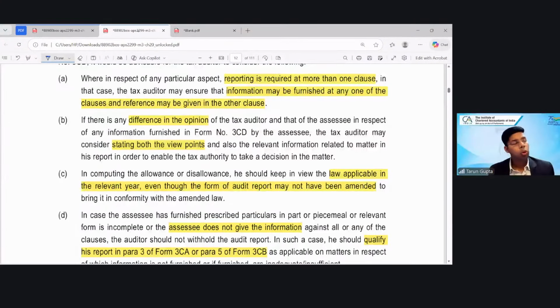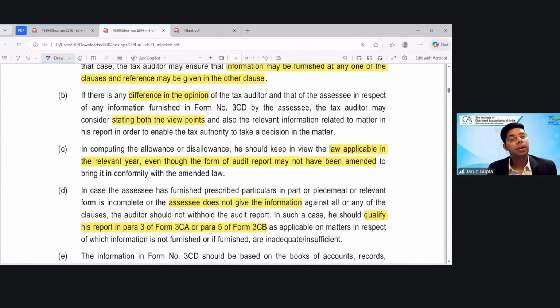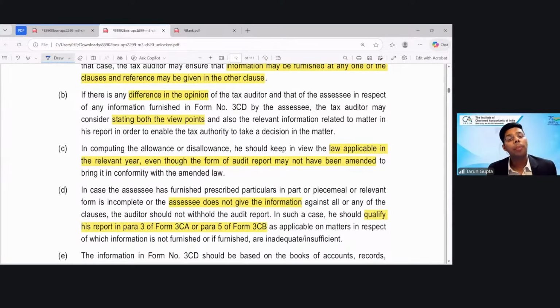If, assuming the law has changed, but Form 3CD has not been updated, then the tax audit report form shall be filled based on the new law, not based on the form. The law shall prevail, not the form.